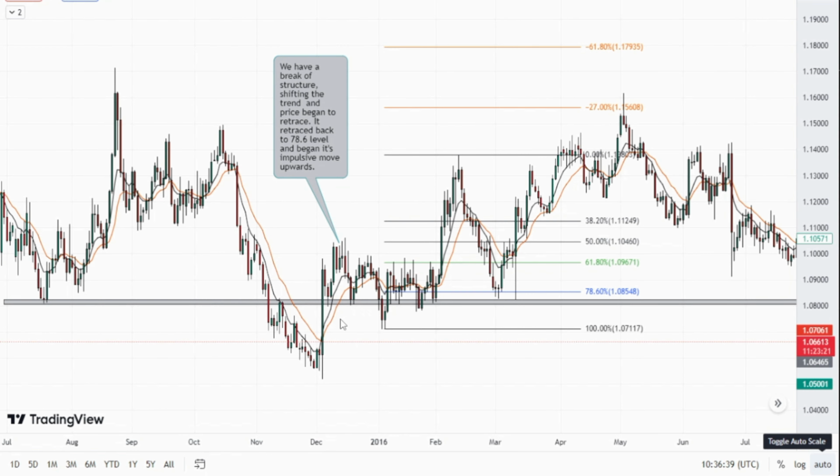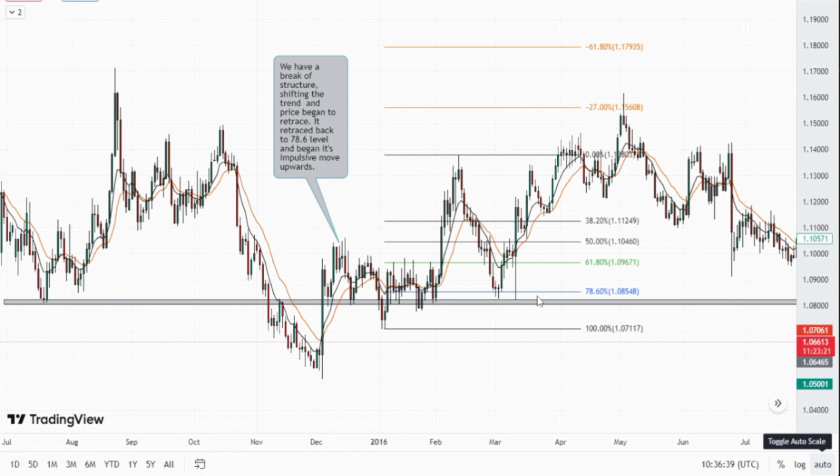Here's an example of using the Fibonacci in an uptrend. So we have a break of structure here, price was in a downtrend. You can see these lower highs being made here. Then here we had another lower high. Then eventually we had a break of structure, shifting the trend, and price began to retrace.